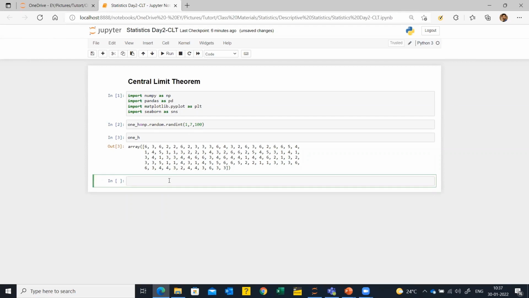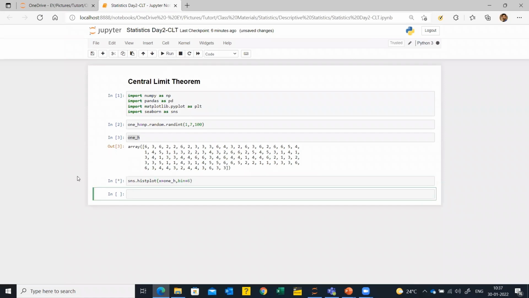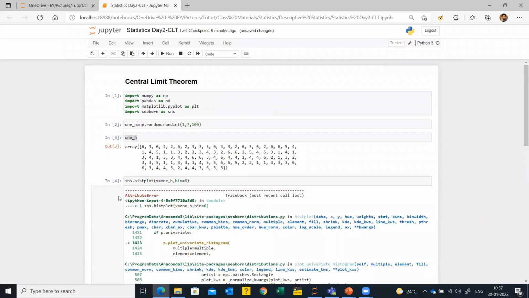If I want to just create, say for example, a histogram out of it, so sns.histplot, right? And then x is equal to your variable name. The variable name is 1h, and then I want to create some bins. So there are 1 to 6. So let me create 6 bins for you, right? So I'll just hit on.